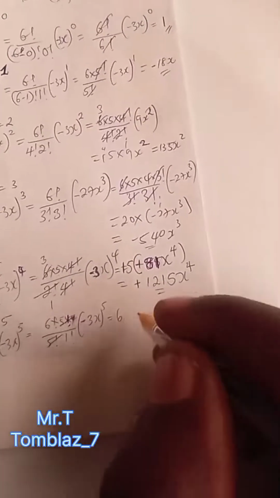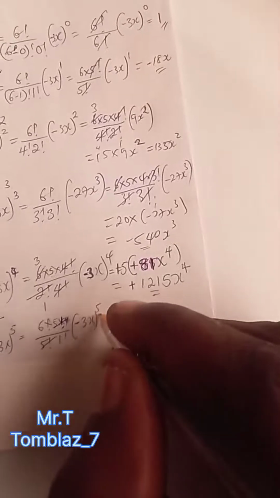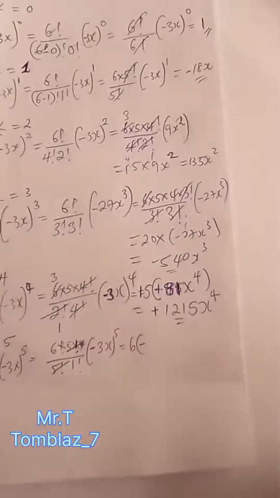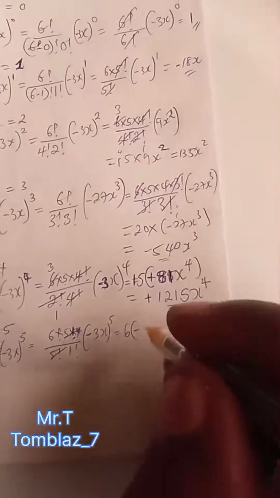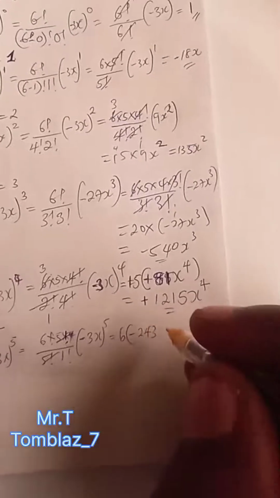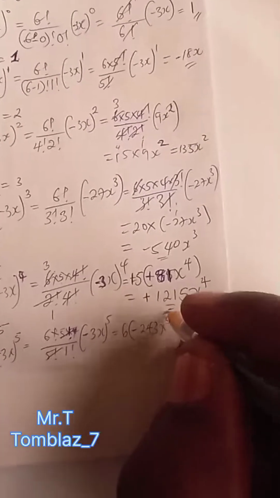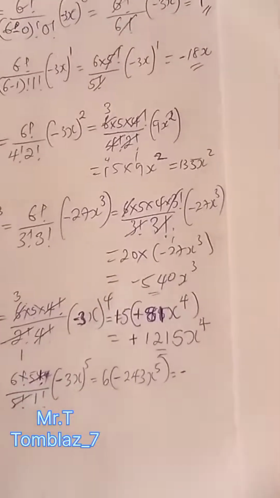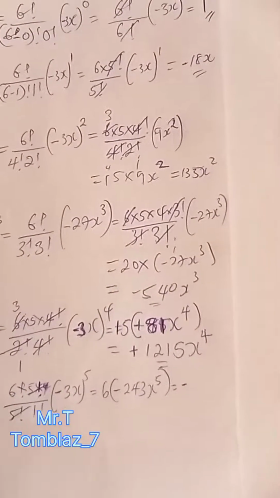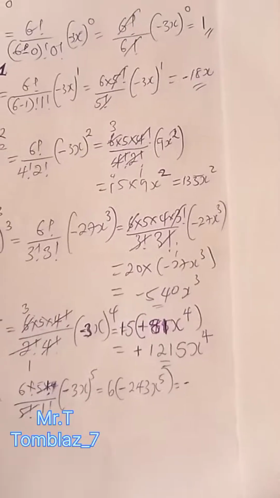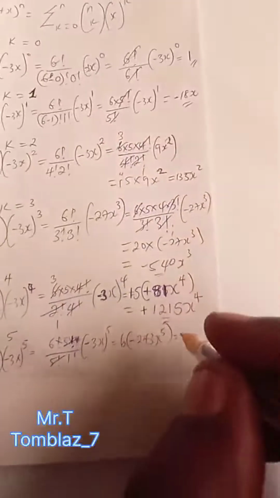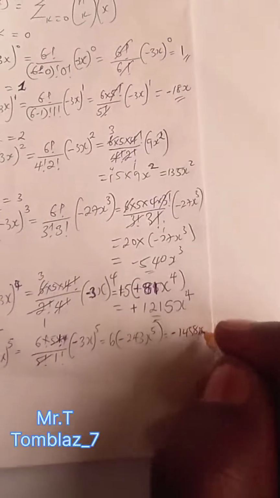Okay, so we have 6 into, since this value is odd, it will still be minus, and then this 3 raised to the power of 5 is going to give you what? 243, right? Then x raised to the power of 5. All right, so when we multiply this by 6, we're going to be having minus. So let's multiply that value by 6. 243 times 6, so we're going to be having 1458. 1458 x raised to the power of what?